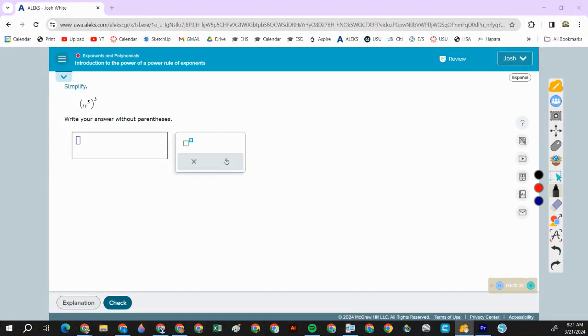This is 10.1. We're going to be dealing with exponents in this module. So if I had 4 plus 4 plus 4, I can rewrite that using multiplication as 3 copies of 4.